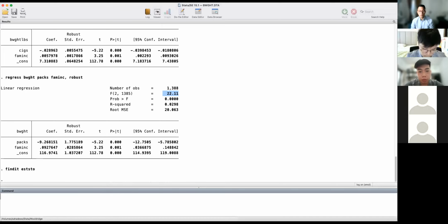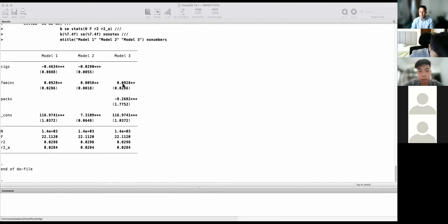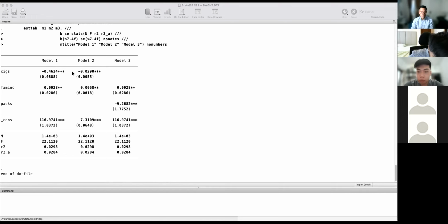Okay, so what's the use of eststo clear? Basically, we can use the command to store estimates in the local, like the temporary hard drive, and then use that to present in a table. And so I'm going to run several regressions here. Basically, I'm going to run regressions of birth weight on the number of cigarettes and family income.